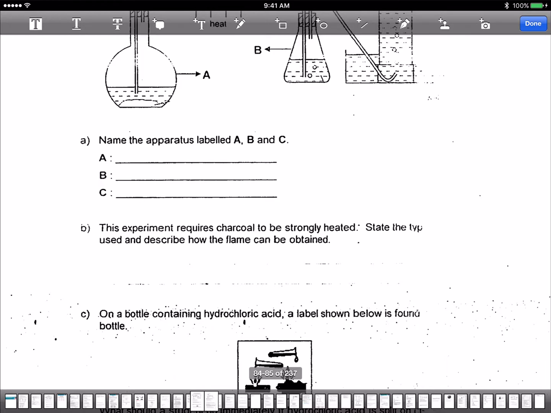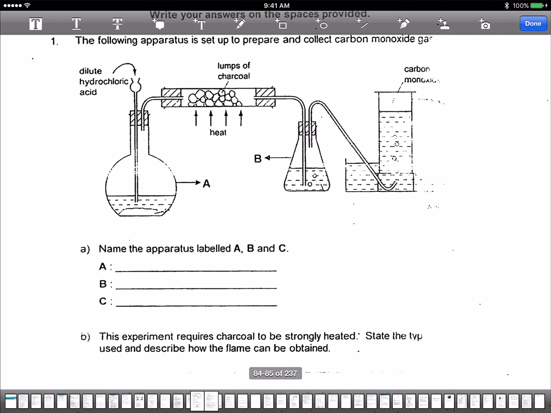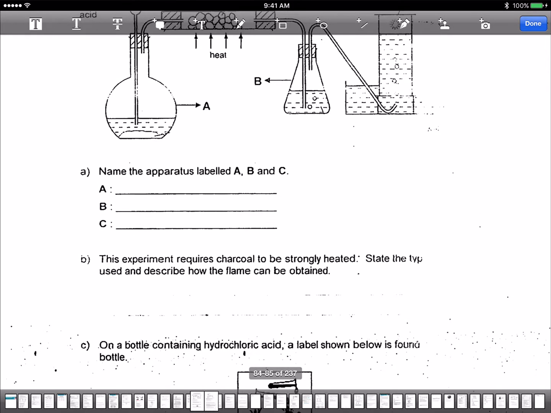What type of flame is used and how can it be obtained? Over here, it needs to be strongly heated. So what type of flame, luminous or non-luminous? Non-luminous, because you need high heat. How is it obtained? By a Bunsen burner, opening the air hole. So you open the air hole and you obtain a non-luminous flame which is very hot.